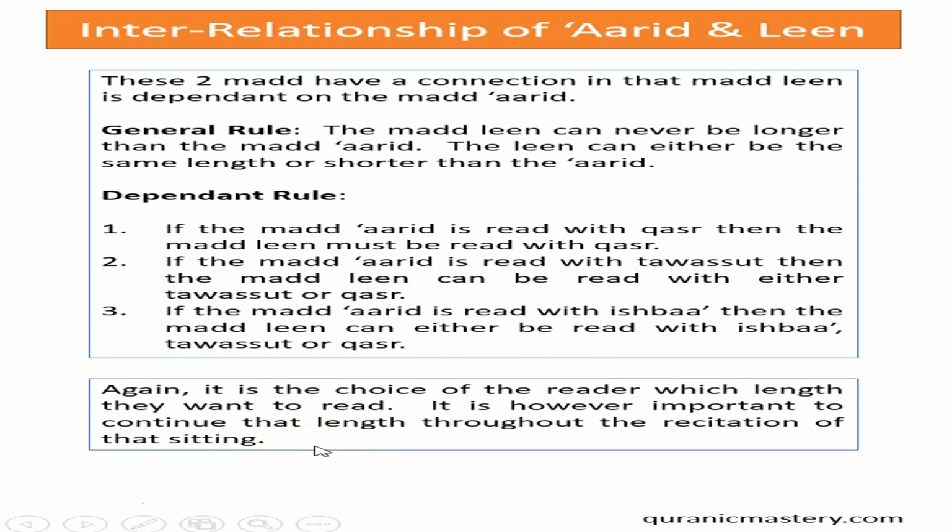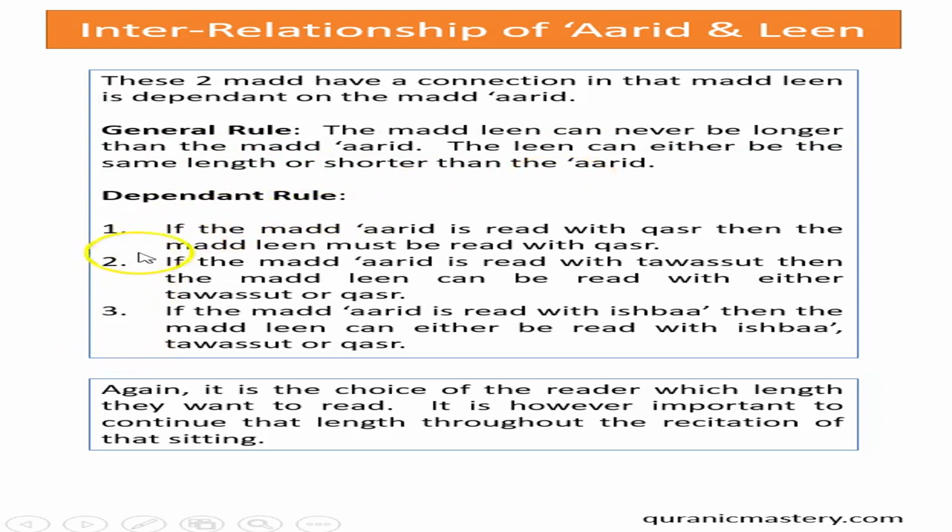Now, let's look at the interrelationship between the mad arid and the maddul-lin. The two mads have a connection in that the maddul-lin is dependent on the mad arid al-sukun. So let's look at the general rule. The general rule is that the mad leen can never be longer than the mad arid al-sukun. The leen can either be the same length or shorter than the arid. So this is the general rule. So let's have a look at the dependent rules.